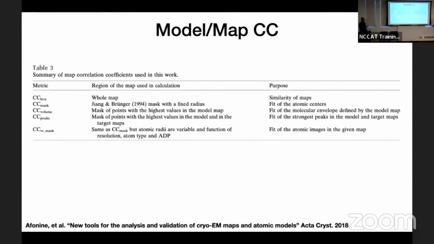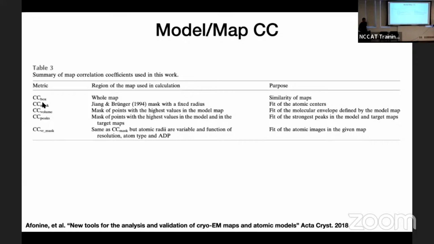There are very few metrics that tell you anything about how your model agrees with your data. Most of what we'll talk about now is focused on the geometry of the model. There isn't really anything quite like R work and R free for a crystal structure that tells us how well we've modeled the original data. One of the few things you can look at are these model-map correlation coefficients. These are a global metric for your whole model against the whole map.